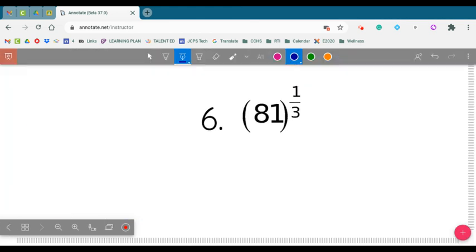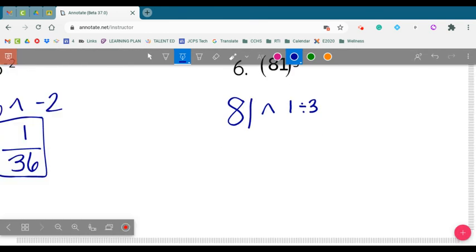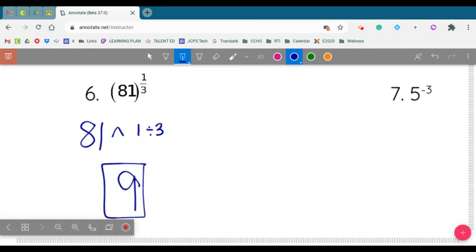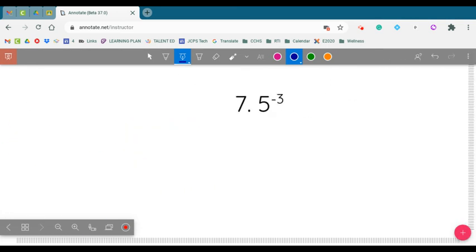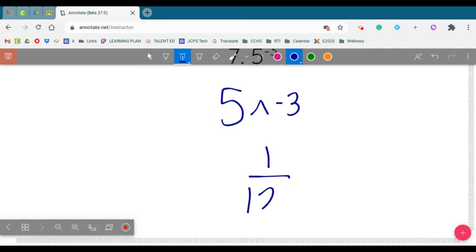81 to the 1/3. This is how you're going to type this in your calculator. You're going to do 81, do your caret, then you're going to do 1 divided by 3. And this will give you 9. 5 to the -3rd. So you're going to do 5, caret, -3. This will give you 1/125. And we're going to go over these.